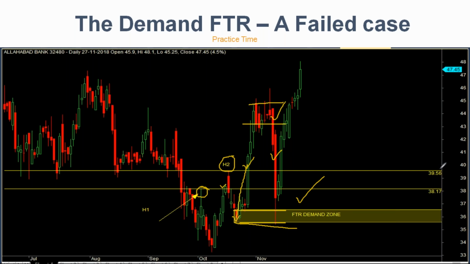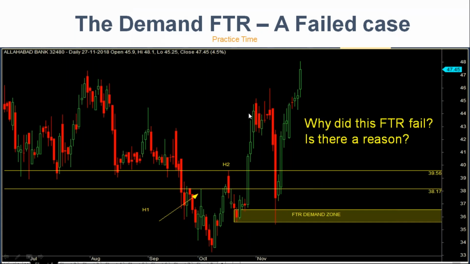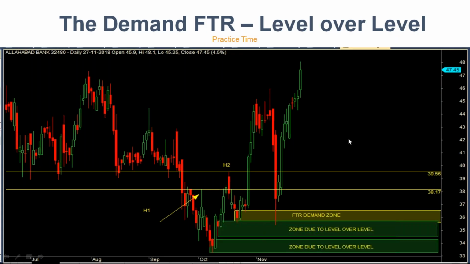And again it failed. Why did this trade fail, friends? It failed because there was a zone due to a level over level. There was another zone due to a level over level. The same bus example. Sir, go another 5 kilometers behind. You see lots of passengers, lots of pending orders. Go and take them also along with you upside.